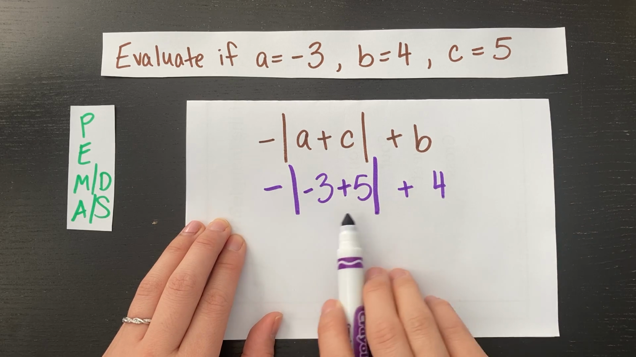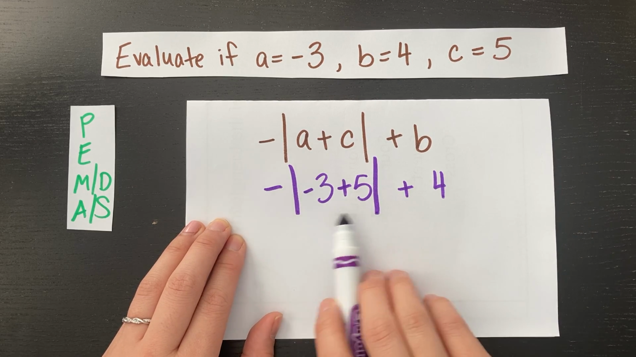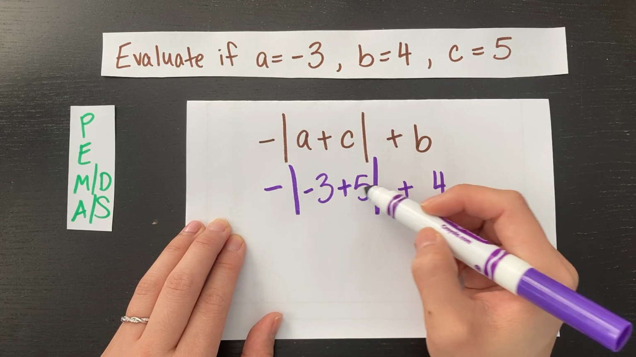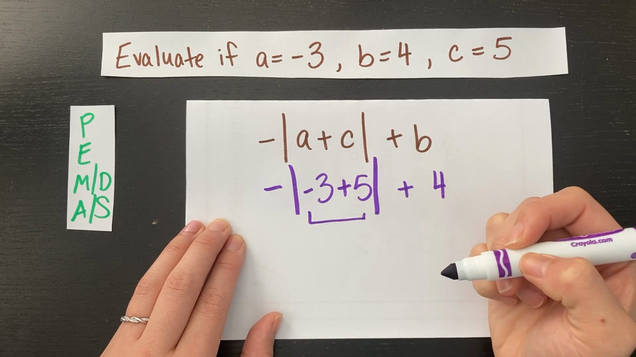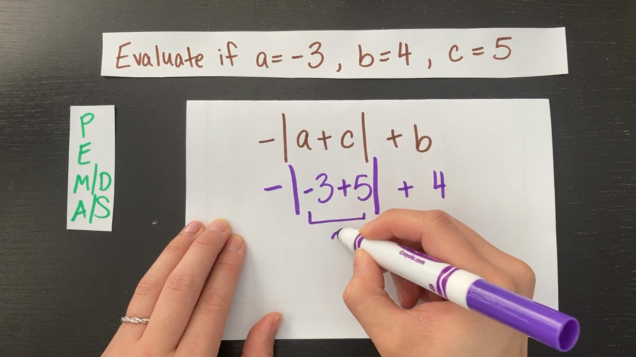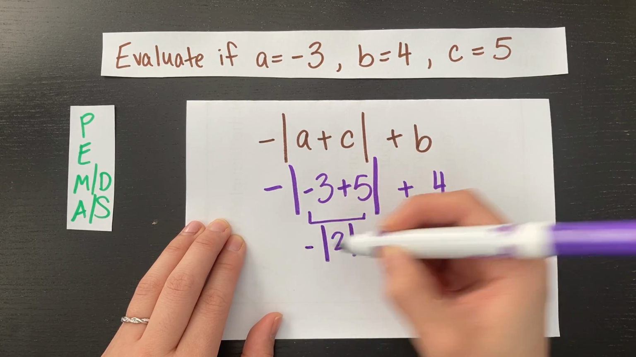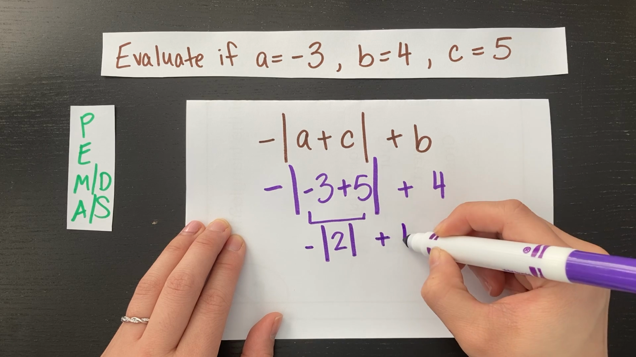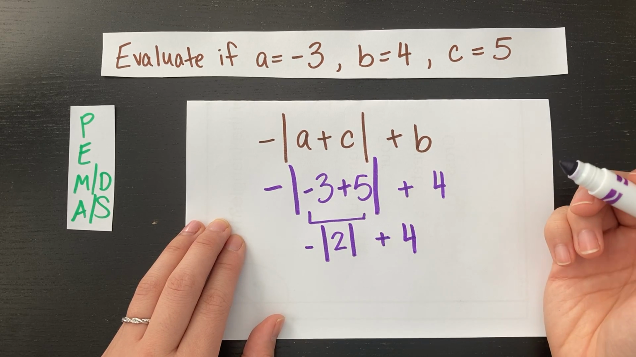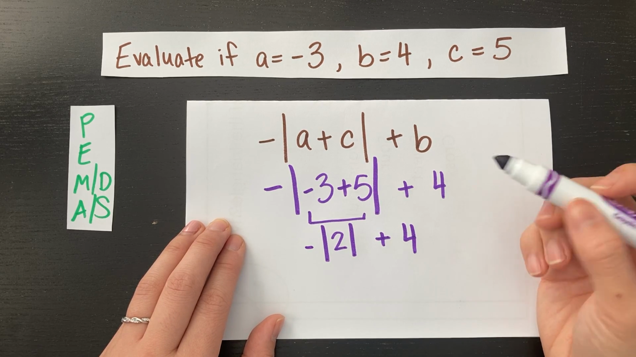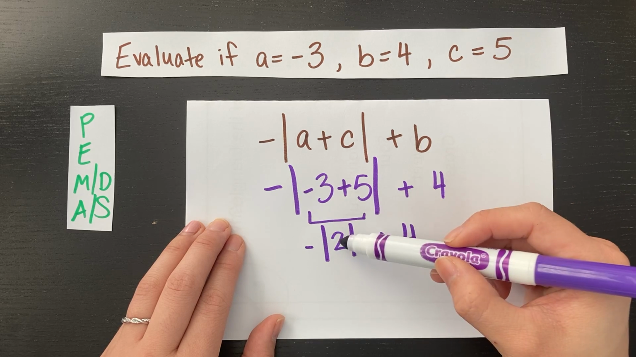Okay, now we can evaluate this. I'm going to do what's inside my absolute value first. This acts as grouping. So negative 3 plus 5 is a positive 2. Still with absolute value bars, that's negative plus 4. The absolute value of 2 is 2.